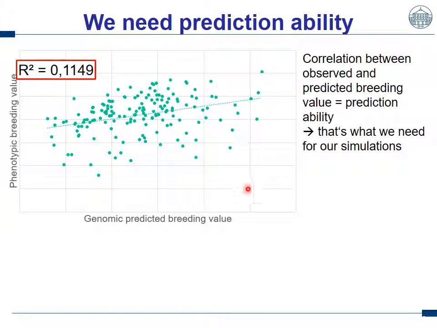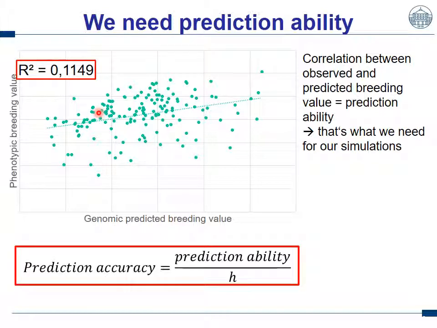Thus what we need is the genomic breeding value estimated by hundreds of markers, the phenotypic breeding value, and then the correlation between both, the so-called prediction ability. By the way, be careful: we really need the correlation between genomic and phenotypic value, which is the prediction ability.